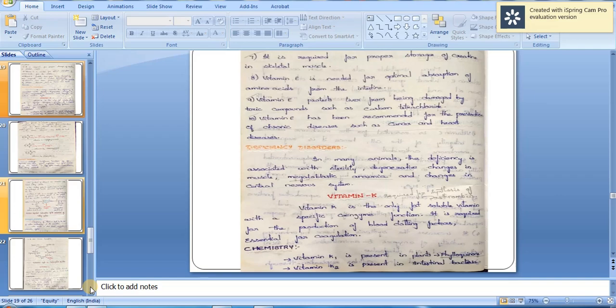Okay, let us start the class about fat soluble vitamin K. Vitamin K is required for the synthesis of prothrombin. It is the only fat soluble vitamin with a specific coenzyme function, as we discussed earlier in the introduction of vitamins. It is required for the production of blood clotting factors essential for coagulation.